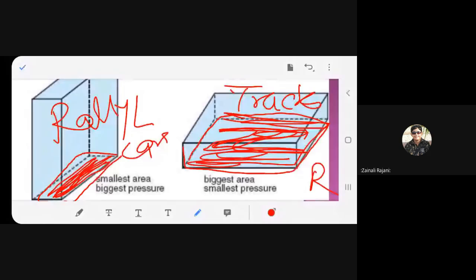I'm talking about tractors. And when I'm talking about rally cars, that it can leap, it can jump, it can be on sideways, it can run very fast. Why? Because the tires are very, very narrow. Any problem? Have you understood the whole concept?